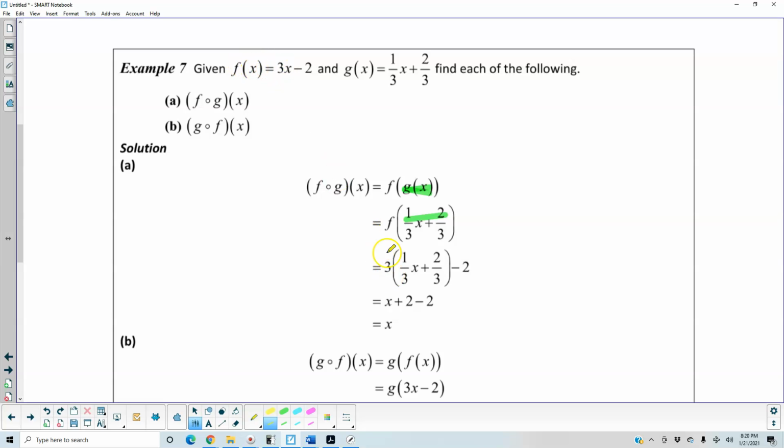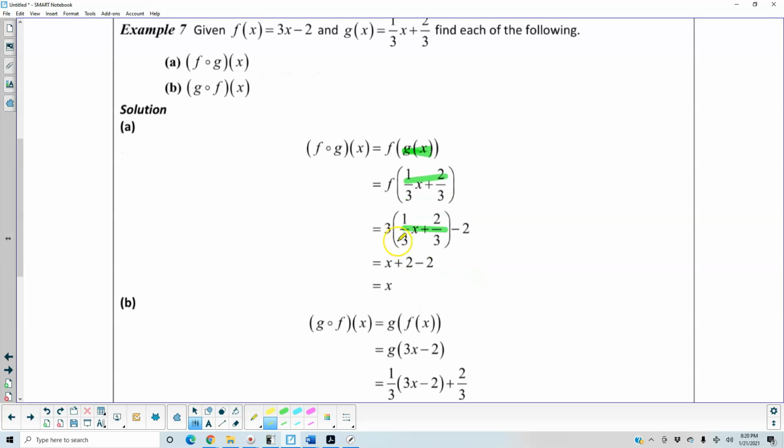So it's going to be 3 times x, which is now 1/3 x plus 2/3, minus 2. Now let's distribute the 3. Well, 3 times 1/3 x is x. 3 times 2/3 is plus 2. And then we get minus 2 at the end. Well, 2 minus 2 is 0, so that gives us x.